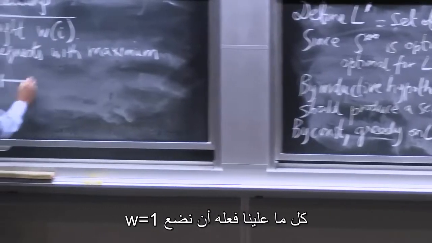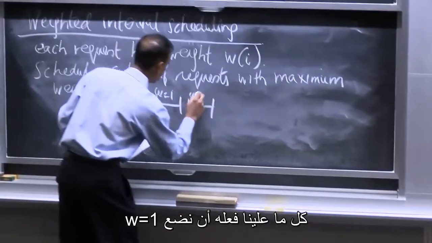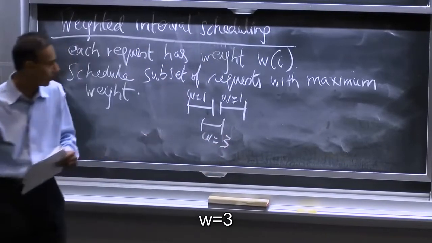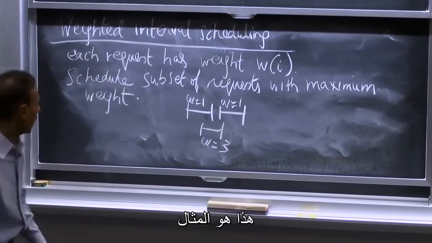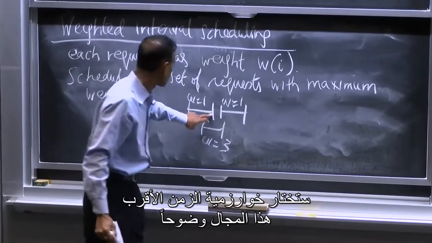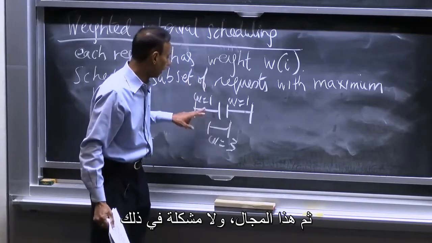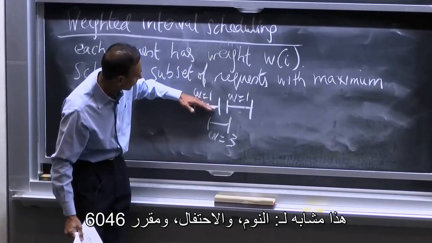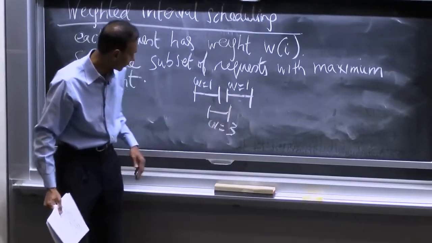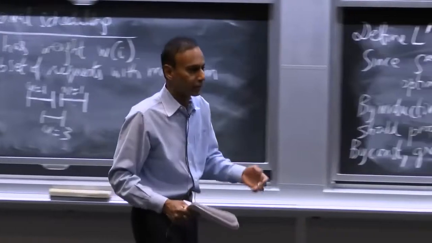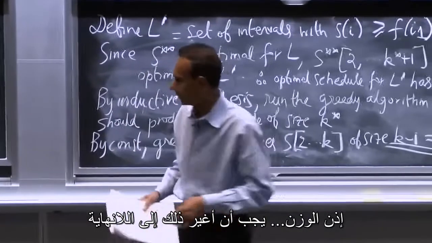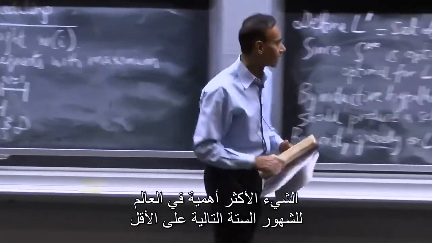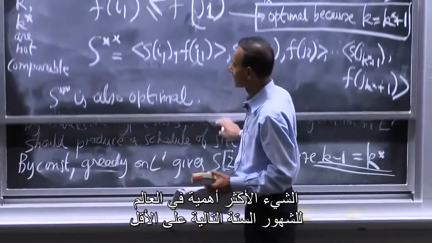All you do is W equals 1, W equals 1, W equals 3, right? So clearly the earliest finish time would pick this one and then this one, which is fine. You get 2 of these, but this was important. You know, this is, I don't know, sleep, party, 6046, right? So I should make that weight infinity. It's the most important thing in the world, at least for the next 6 months.